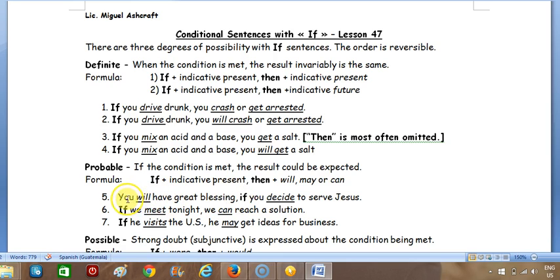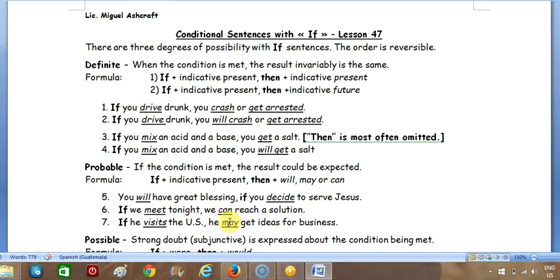Let's just read it. Number 5, you will have great blessing if you decide to serve Jesus. For me, this is extremely highly possible. I'm a Christian, so I put it into the future tense. Now, this one is less possible. It's probable, but it's not quite as strong. So 6, if we meet tonight, we can reach a solution. And then the least probable of the 3 is may. Number 7, if he visits the U.S., he may get ideas for business. So it's probable, but not as much of a sure thing as will, not even as much as can.